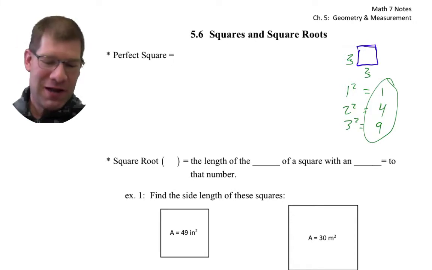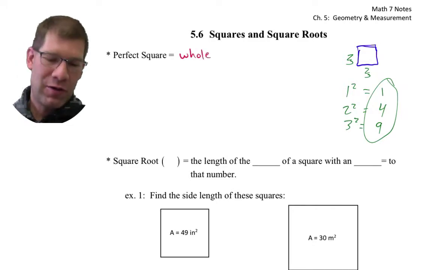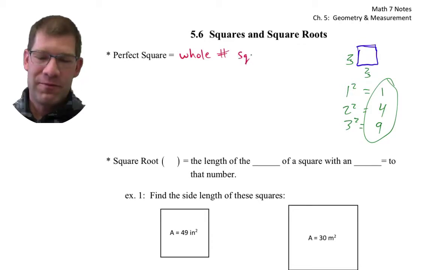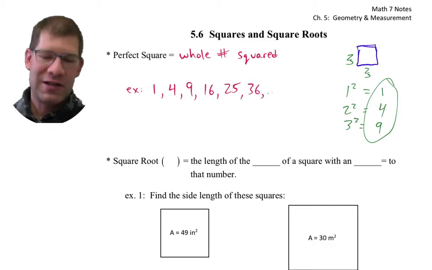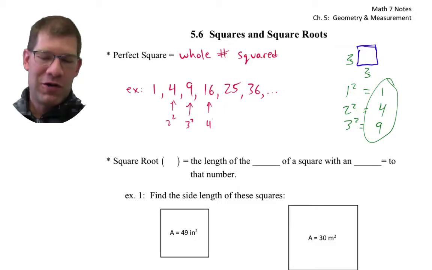So the definition of a perfect square, I'll switch to red for dramatic emphasis, is that it's going to be a whole number, a number without a decimal point, squared. And examples would be 1, because that's 1 squared, and then 4, 9, 16, 25, 36, 49, 64, and so on. And for some of those, you could write in 2 squared, 3 squared, 4 squared, and so on, if you wanted to.